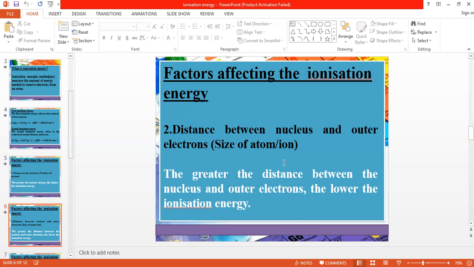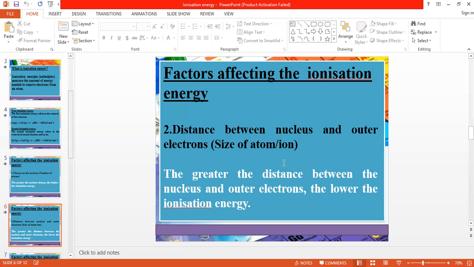See, this one is the nucleus. This is the first shell, second shell, third shell, or you can say first energy level N1, N2, N3. If an electron is present here near the nucleus, it is close. But if the electron is present in the third shell, energy level N3, the distance between the nucleus and the outer shell is greater. If the distance is large, the forces are weak.